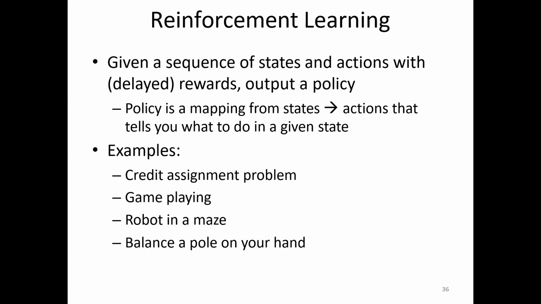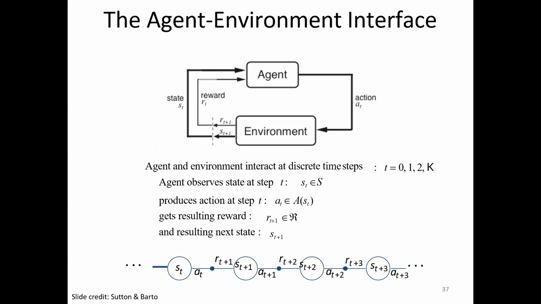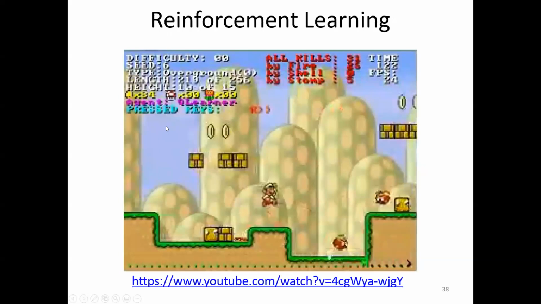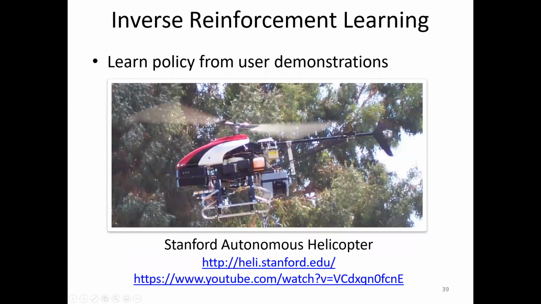Here, for example, we have the agent environment interface. This is one kind of reinforcement learning. As I told you, we'll talk about it later in the term. This game, like on YouTube, you can press the link and see the game. These are done by reinforcement learning and how you will get the rewards and all of these things. Here also there is learning policy from user demonstration. This was done by Andrew Ng and his team at Stanford. So you can see on YouTube also how they control the helicopter.